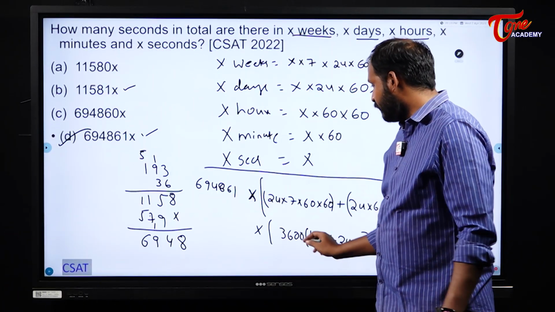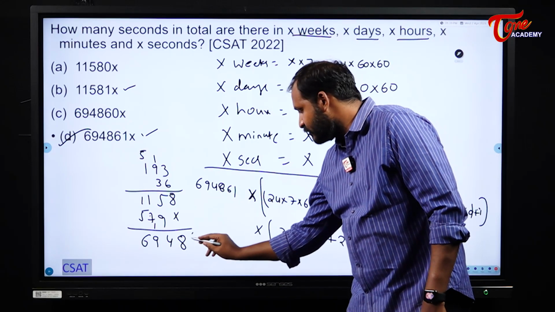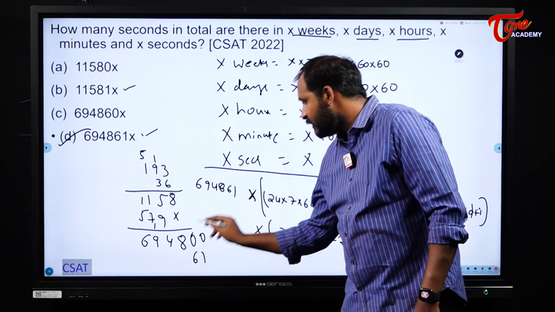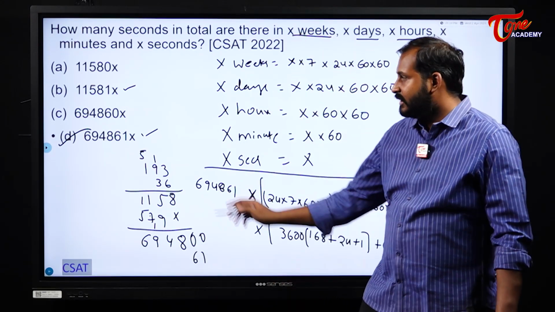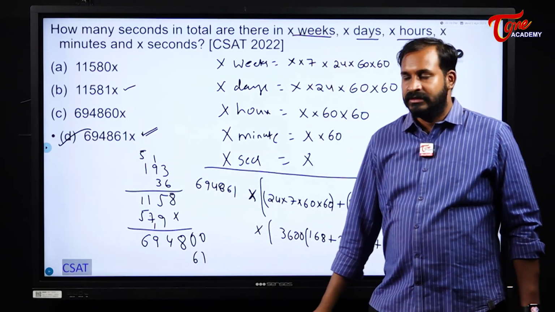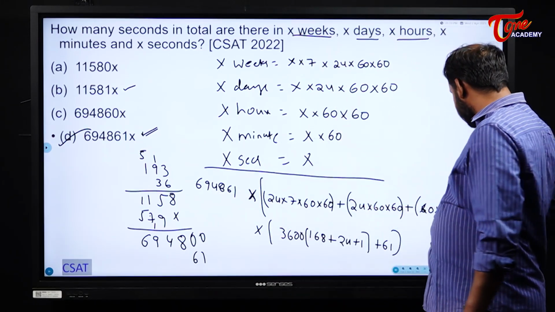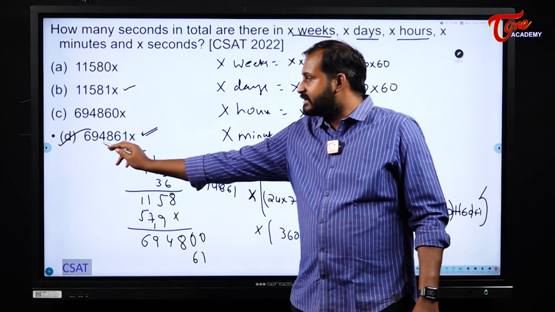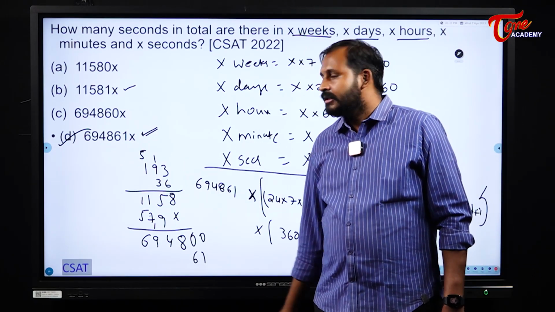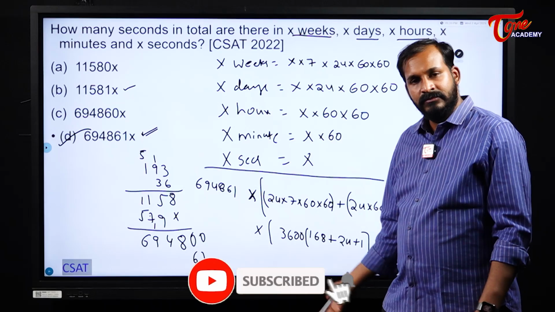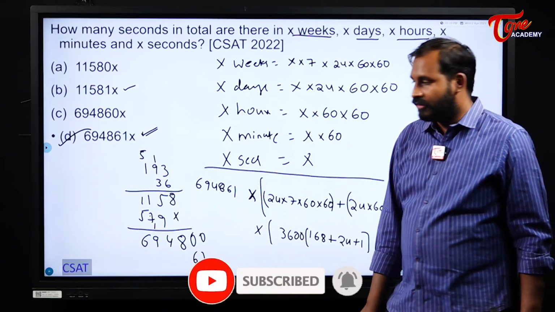Why? Because here you will have 2 zeros, and when you add 61 to this, what you will get? 6 9 4 8 6 1 into x. From this, see, actually students, after writing this step itself, we can say our answer as 6 9 4 8 6 1 x, but if you don't have idea, solve in this manner. Okay.